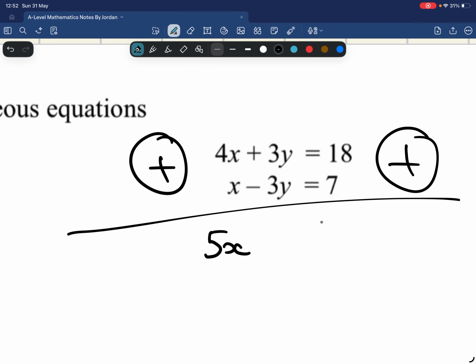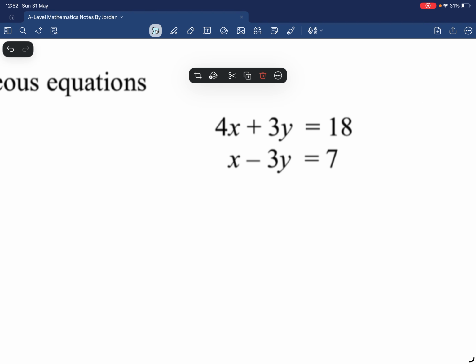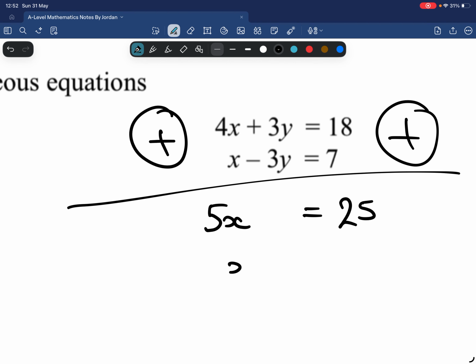Okay, then that bit's gone, so I just have my equal sign coming down, and finally I've just got 18 add 7, which gives me 25. Finally, to divide by 5 on each side, that will give us x. So whatever number is here in front of x, that's what we divide by. So 25 divided by 5, which gives us 5.